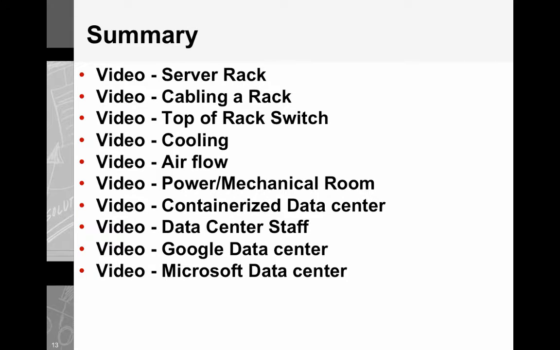In summary, we saw several videos. We saw a video on what a server rack looks like. We also saw a video on how cabling is done across racks. We saw the top of rack switch, cooling and airflow in data centers. We also looked at the power mechanical room. We also looked at modern containerized data center and how they can be put together to build a larger data center. Then we looked at data center staff, which is a very important part of data centers. Then we looked at two data centers, Google data center and Microsoft data center, and how they talked about how important security is within their data center.